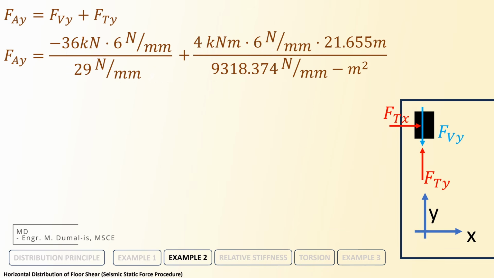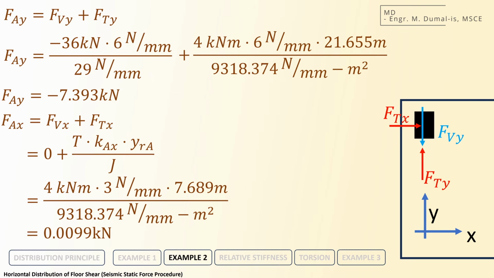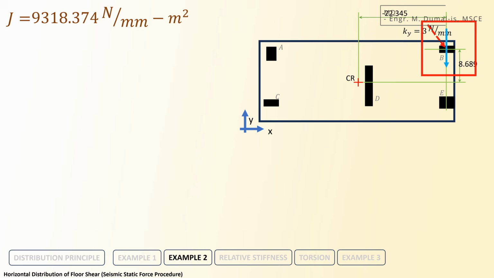The result of Fy, with its negative sign, indicated that the applied load on column A along the y-axis is directed downwards. We'll compute for Fx using the same approach, but as you can see, the value of Fv along x is 0, since we don't have any shear along x. That leaves torsion as the only contributing factor for the Fx component. We'll do the same process for the rest of the elements.